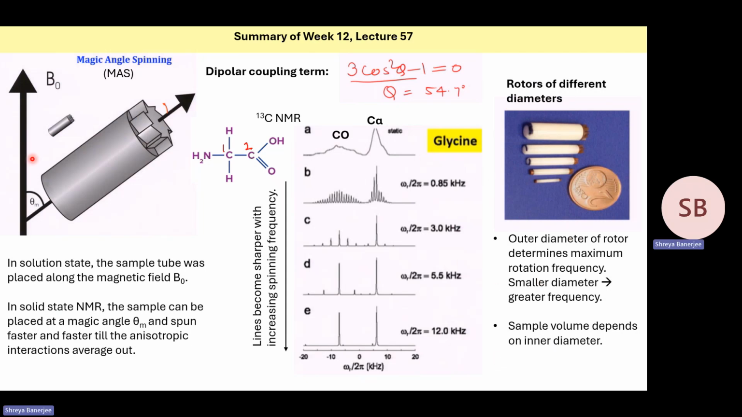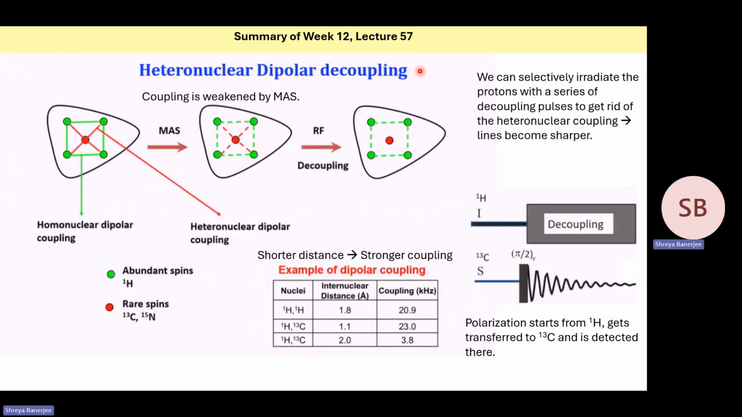So that is how the disadvantage of solid state NMR is tackled, by spinning the sample after keeping it in a rotor, and the sample is spun at an angle of theta m, that is the magic angle. And the value of theta m is 54.7 degrees, because at this angle, the dipolar coupling term is cancelling out. So now we will look at something called heteronuclear dipolar decoupling.